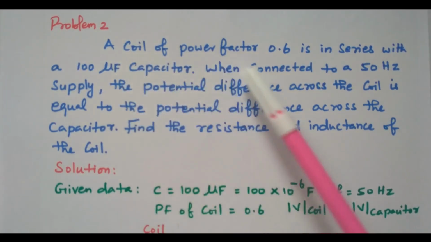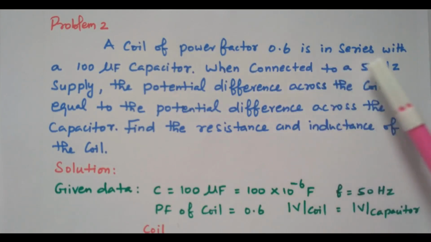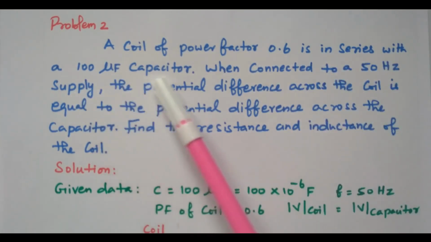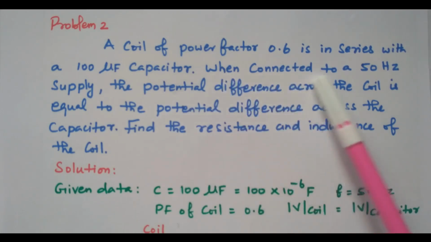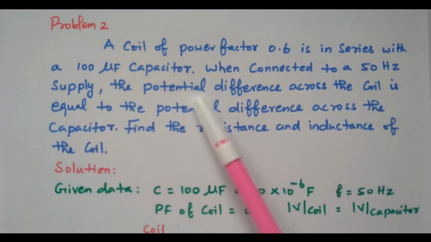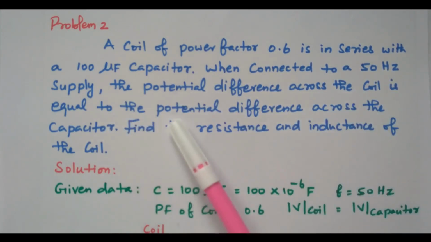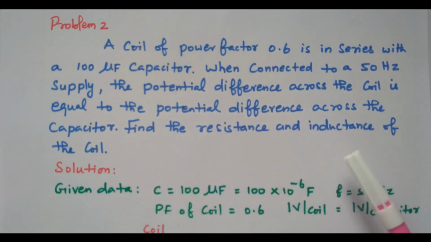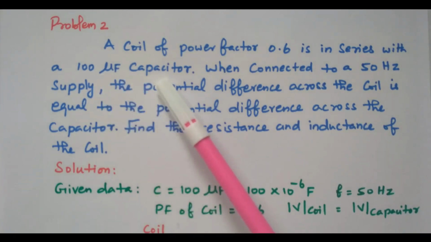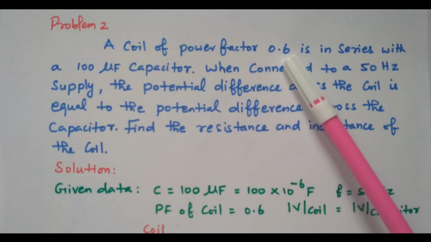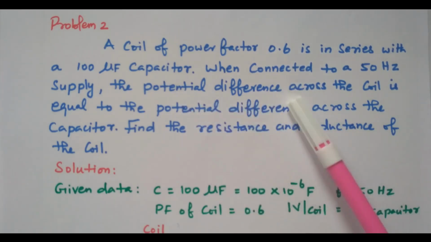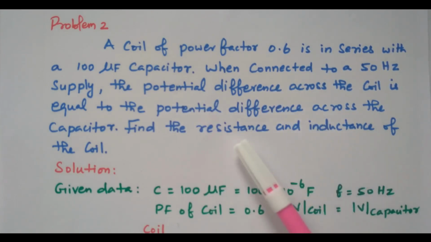A coil of power factor 0.6 is in series with a 100 microfarad capacitor. When connected to a 50 Hz supply, the potential difference across the coil is equal to the potential difference across the capacitor. Find the resistance and inductance of the coil. So one capacitor is available, 100 microfarad. The power factor is given. And another condition given is potential difference across the coil is equal to potential difference across the capacitor. We need to find the resistance and inductance of the coil.